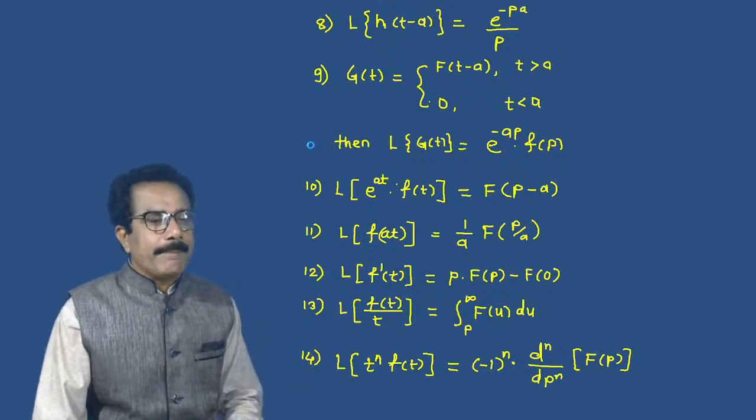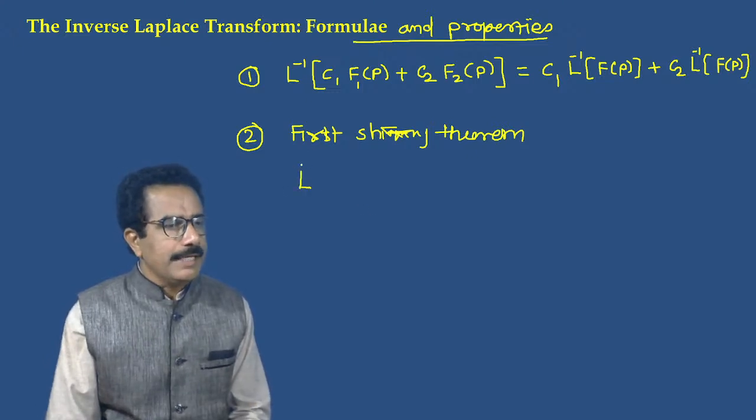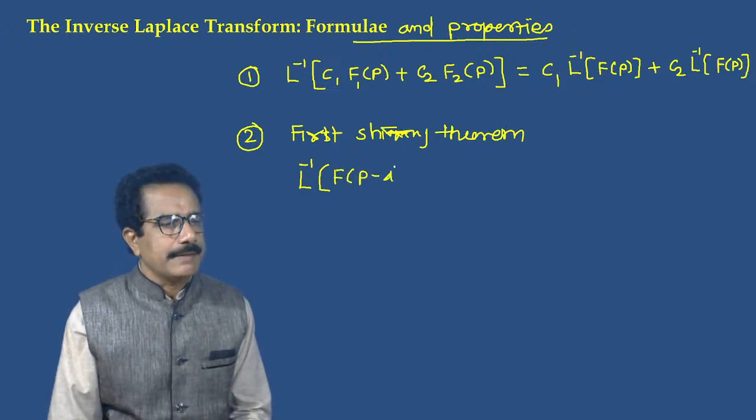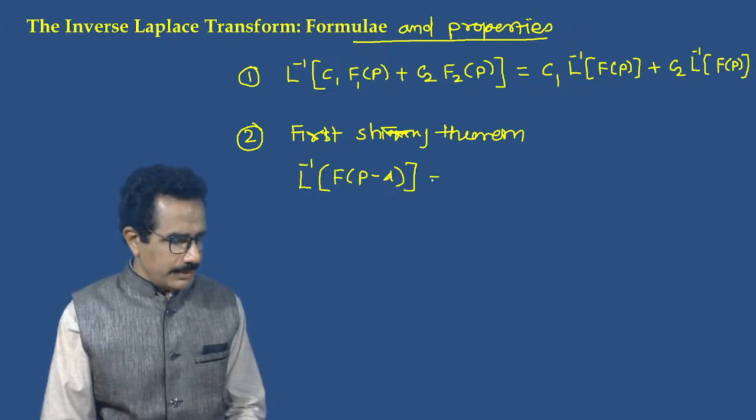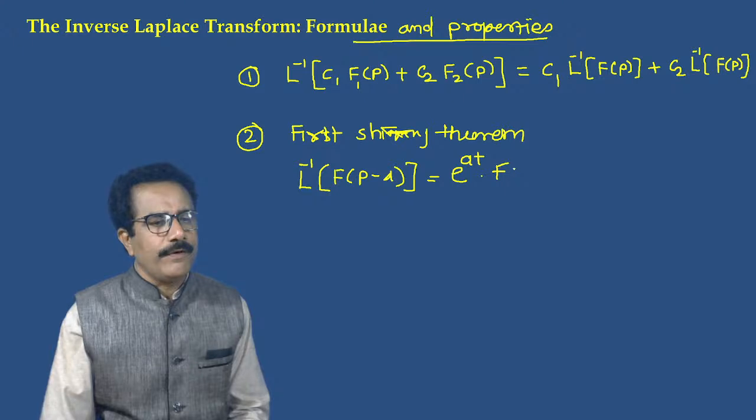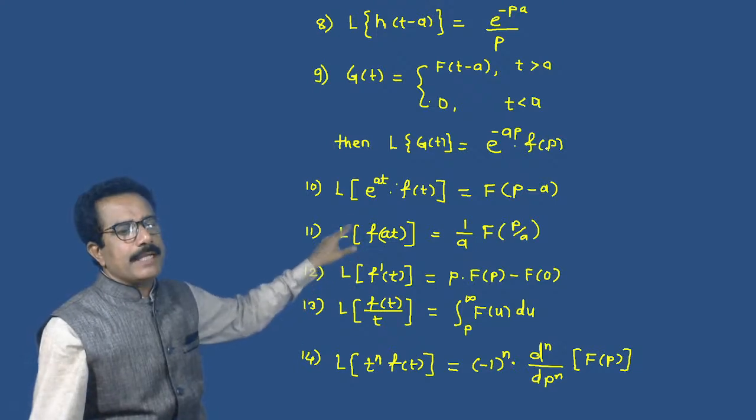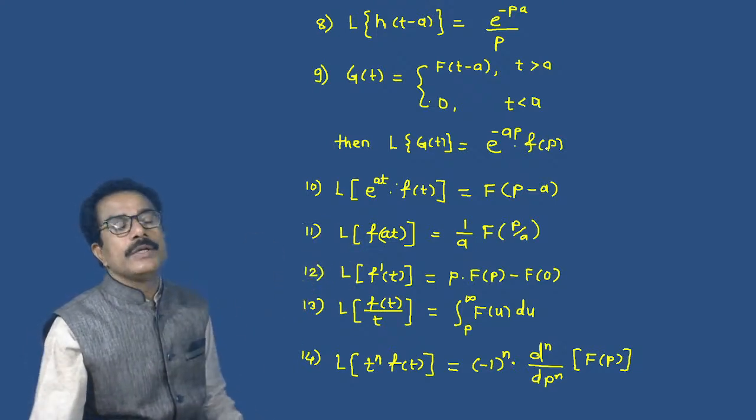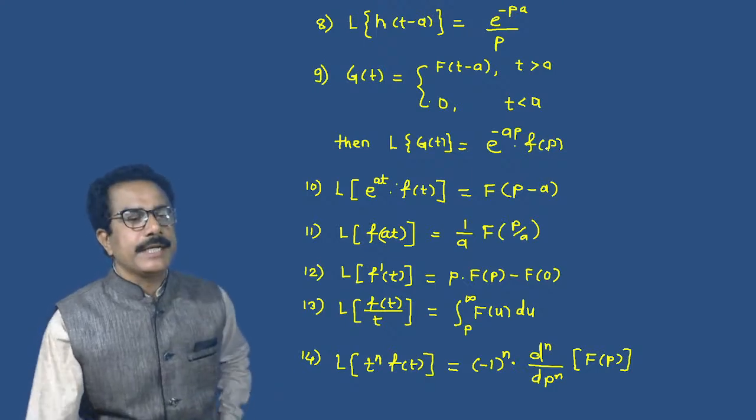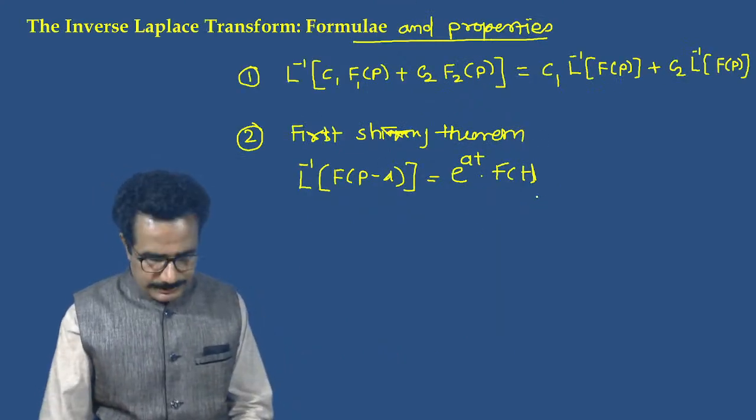Now in the inverse Laplace transform, we can write this first shifting theorem as L inverse of capital F of p minus a, which is equal to e raised to at into small f of t. So this is the first shifting theorem. That means Laplace transform of e raised to at into f of t can be written as capital F of p minus a.